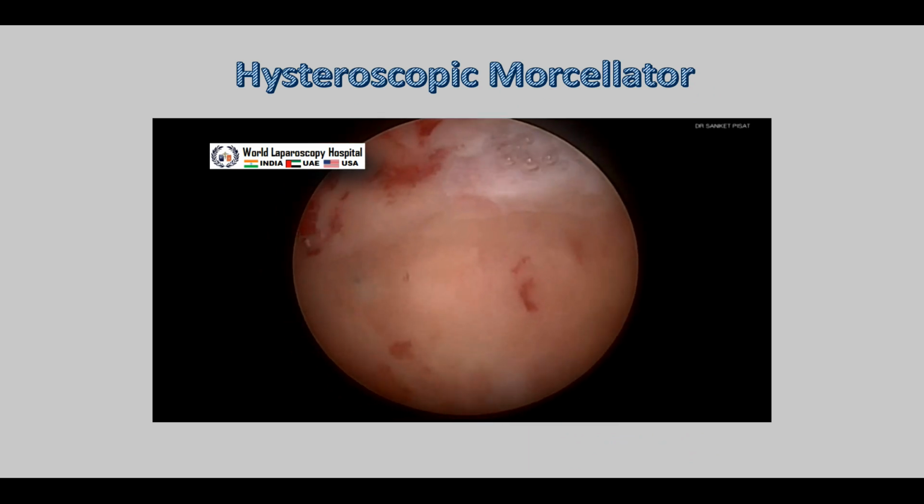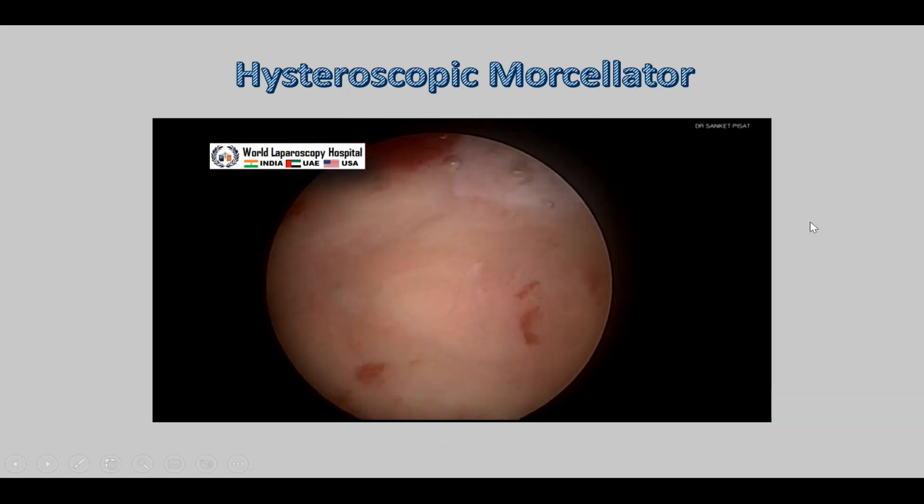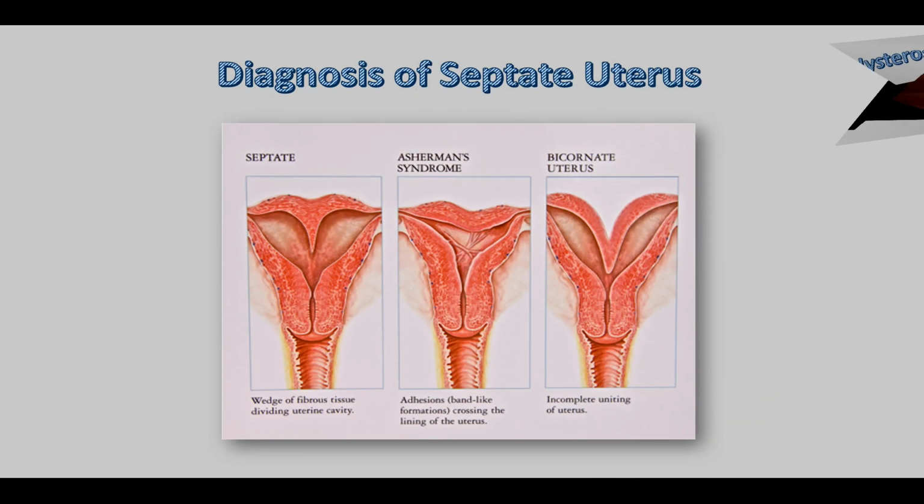Different tips are there. If it is fundus, you have a different tip. It is on the side, you have a different tip. Now, septate uterus. Septate uterus, as you know, is one of the big problems, but you must differentiate it from the bicornuate uterus as well as Asherman adhesion. For that, MRI is important, because ultrasound may not separate the adhesion from the Asherman from the septate uterus.